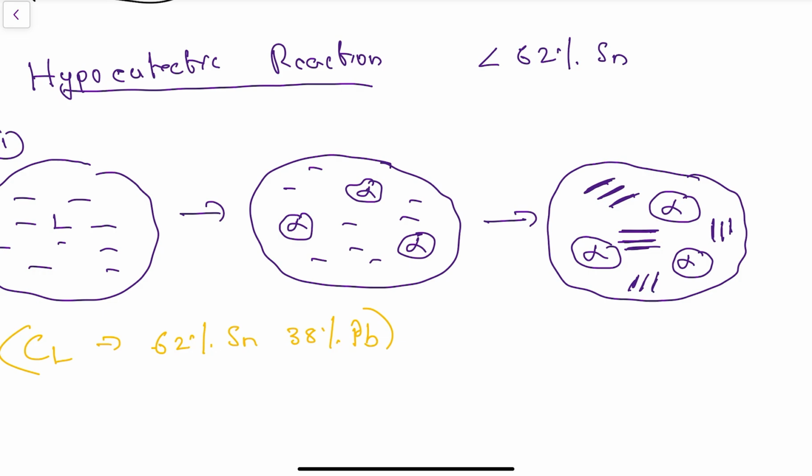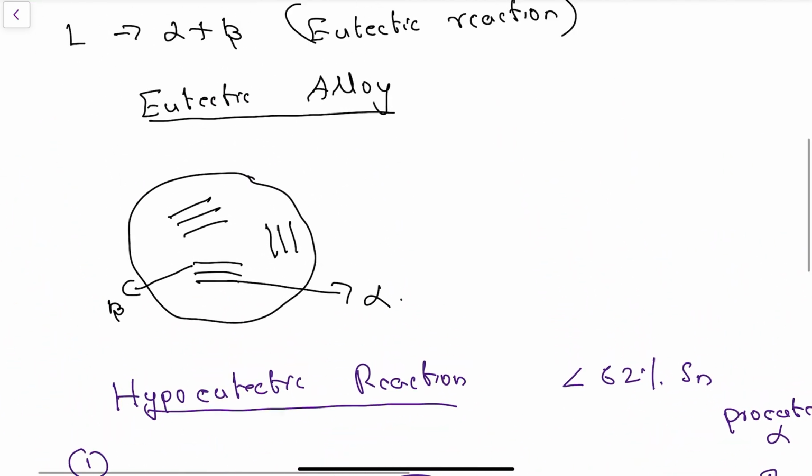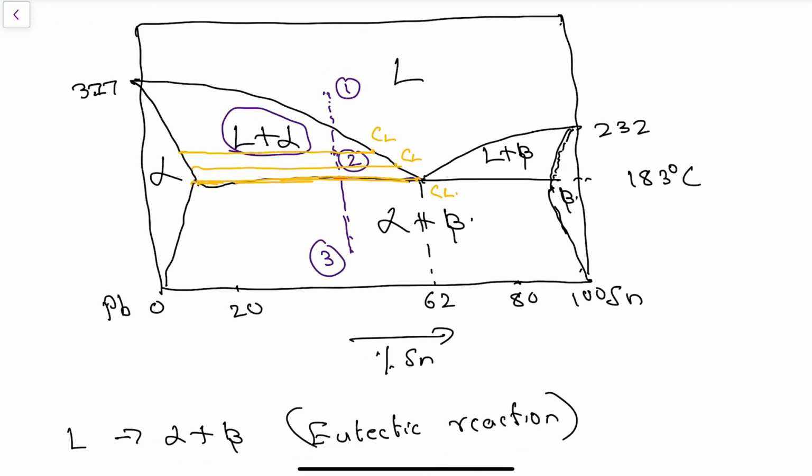This is the eutectic mixture, and this is called proeutectic alpha. This is the microstructure evolution for a hypoeutectic alloy. So it is very important to understand this timeline to find the phases, the composition of the phases, and also the relative amount of phases during a transformation.